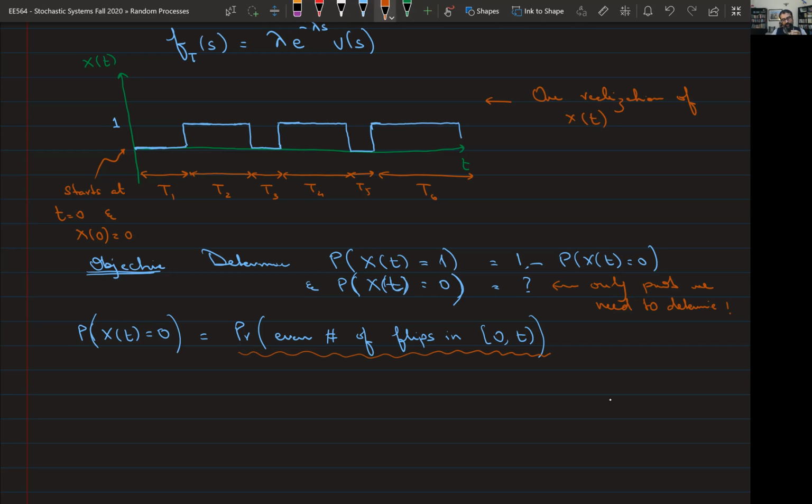Okay. Now, in order to derive the probability that there are an even number of flips in 0 to t, what I need is the PMF on the number of flips in the interval 0 to t. So the probability of an even number of flips in this interval is equal to a summation over the indices n, from minus infinity to plus infinity. And what do I sum? I sum the probability that there are n flips in the interval 0 to t.